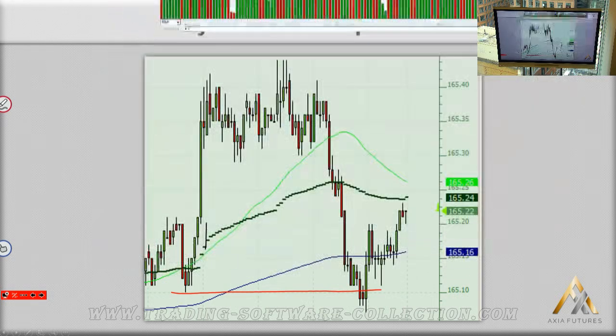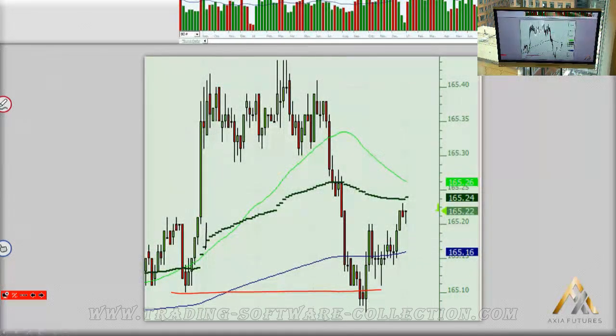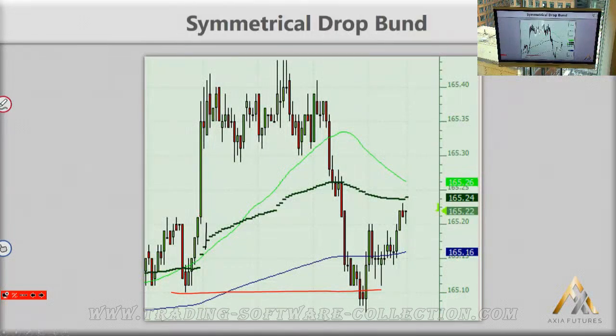So hopefully you're right. Hopefully that plays out, which would be lovely in terms of activity and range. Then if you want to move and start trading Bund, which will be fun.